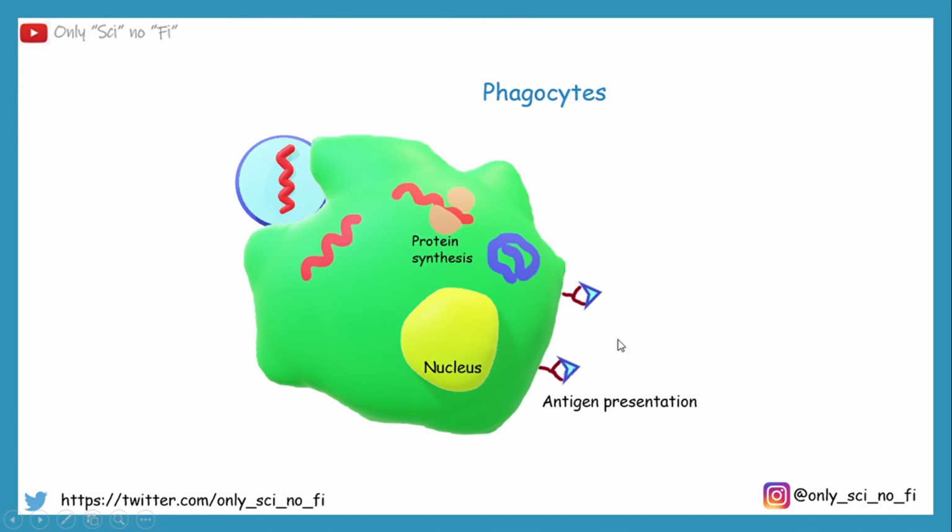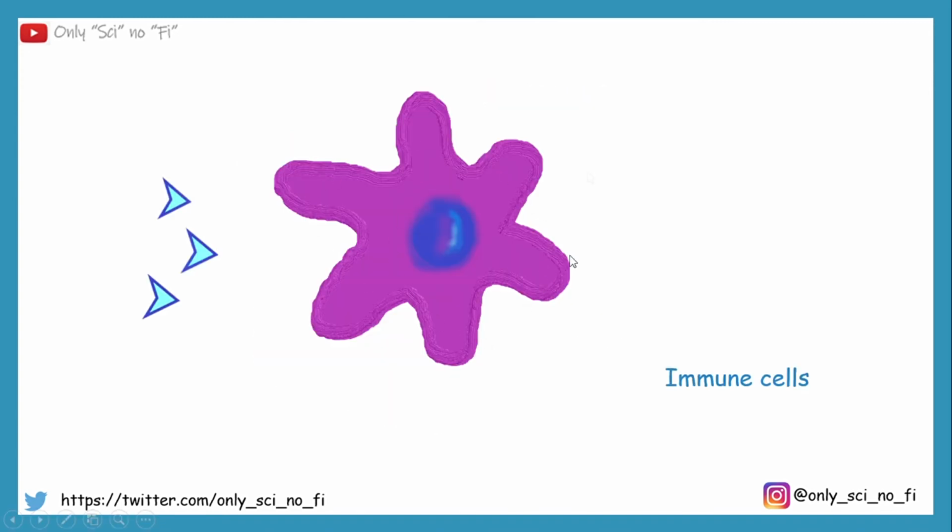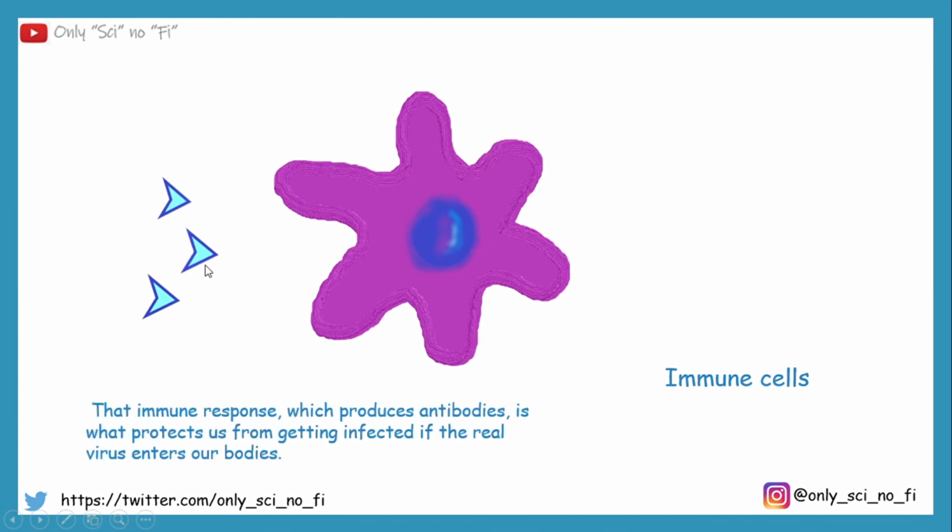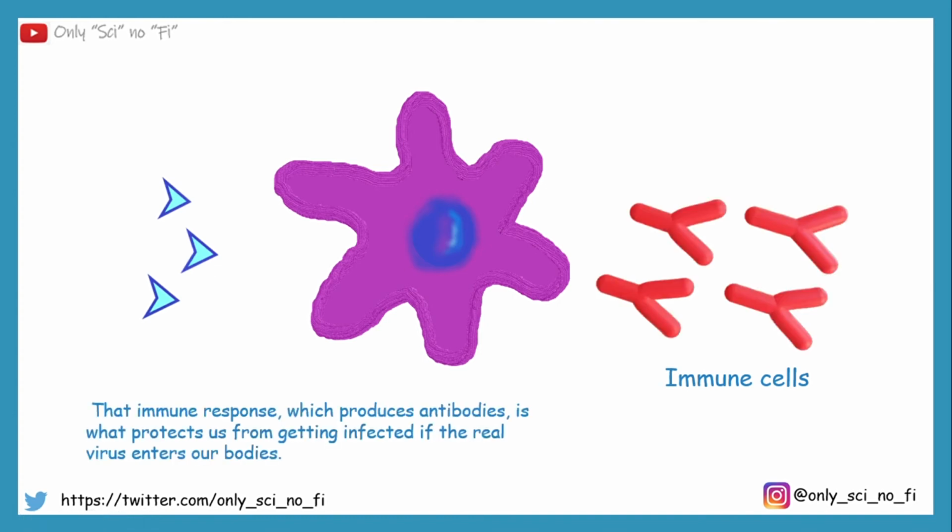the MHC cells. Now these immune cells recognize these spike proteins and then via a series of steps synthesize antibodies against this particular protein. The immune response, which produces antibodies, is what protects us from getting infected if the real virus enters our body.